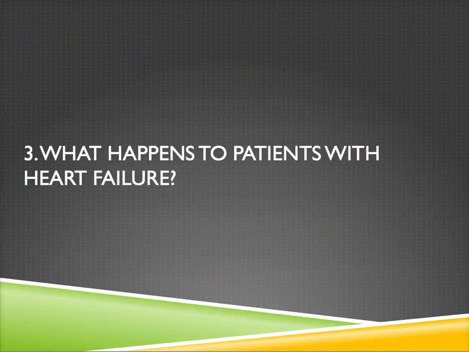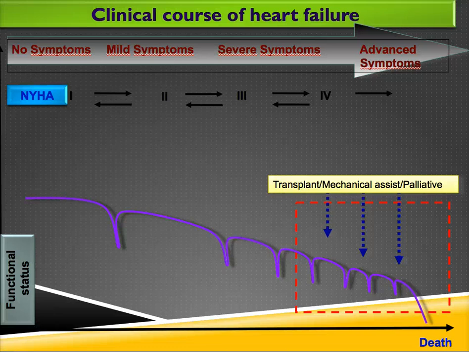So what happens to patients with heart failure? Well, this slide is rather depressing, but it represents the reality of heart failure for many of our patients. As you can see along the top line, we have no symptoms, mild symptoms, severe symptoms, and then advanced symptoms. This correlates with the previous slides, New York Heart Association functional classification of 1 to 4. This is the timeline here from diagnosis to death.